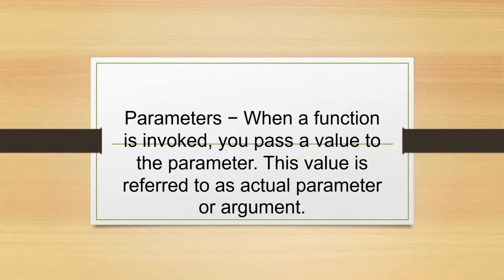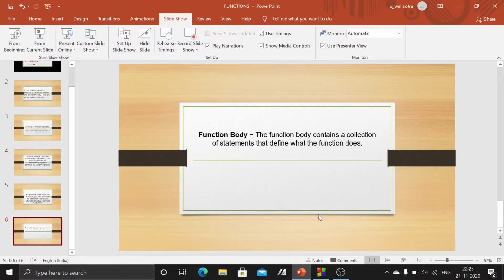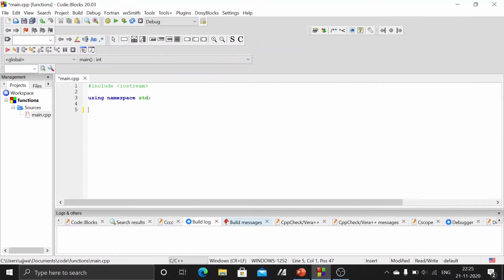When we call the function, we pass some values to call that function, and the values we pass are called parameters. Then we have the function body that consists of all the code. So now let's head over to the IDE and look at some functions.